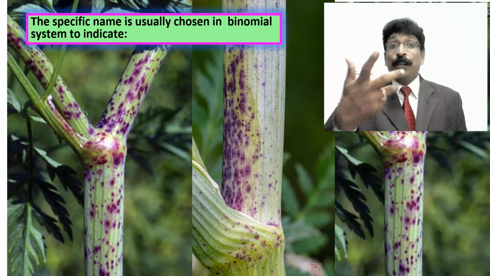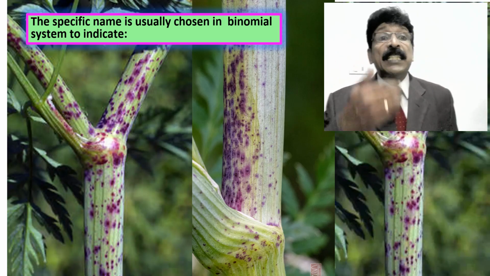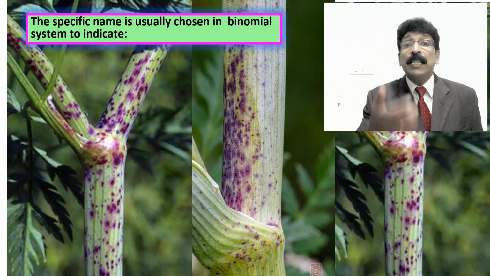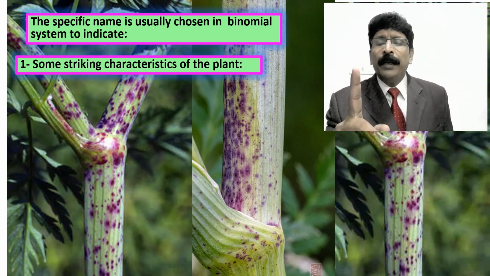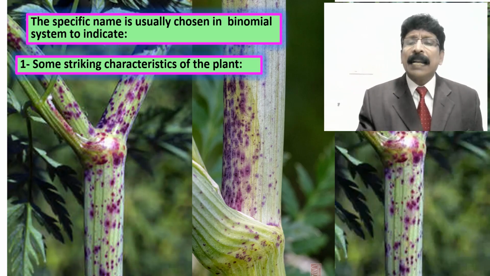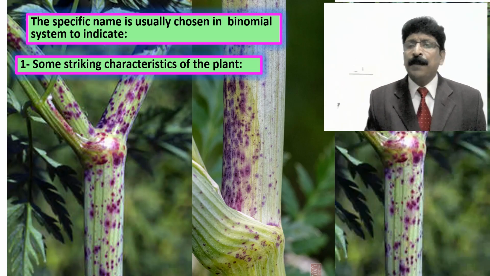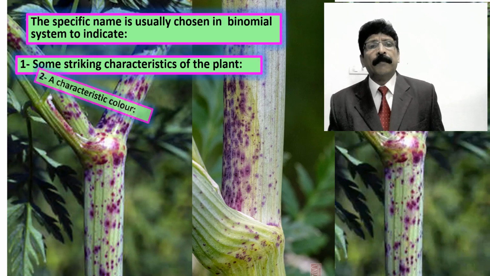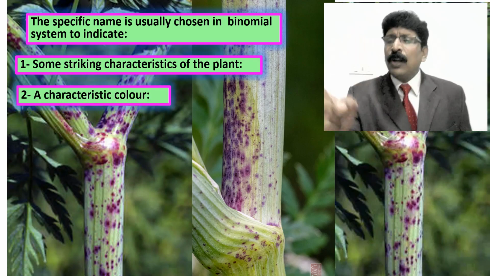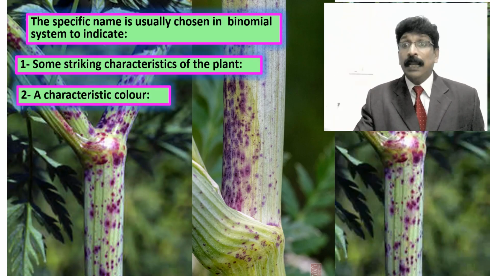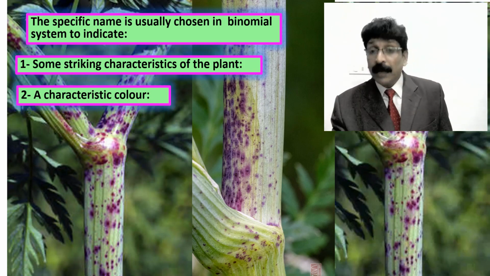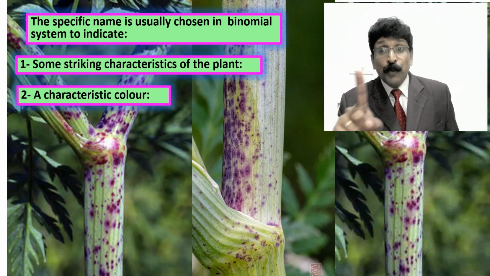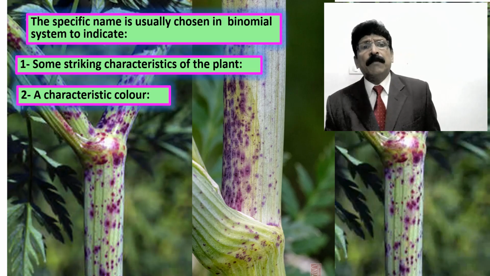Character is also given to the botanical name. The specific name is usually chosen in the binomial system to indicate, 7 points you have to remember. Number 1, some striking character of the plant can be given in the species name. A character of color also can be given, like black pepper, it is black in color. So nigrum means black. So that's why Piper nigrum. We will see the examples.